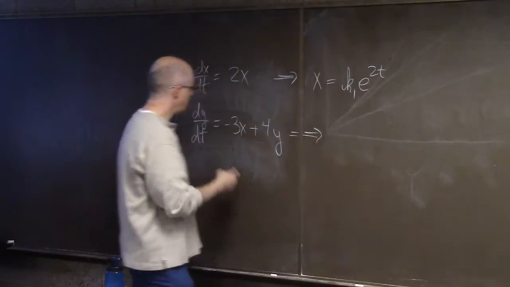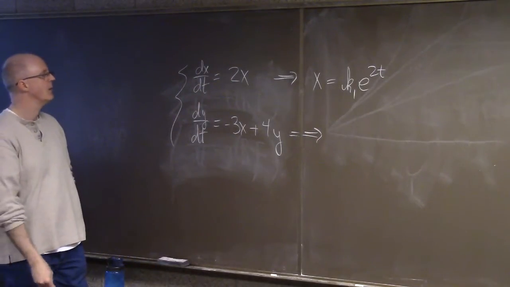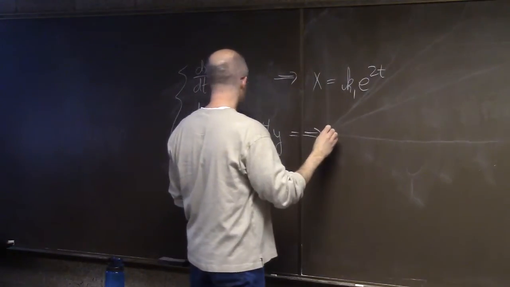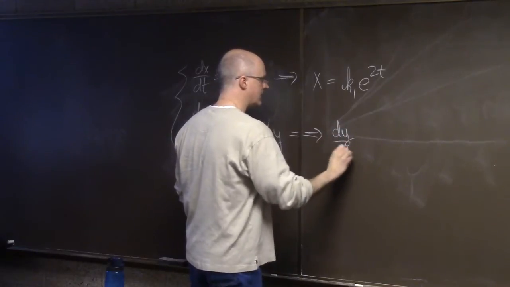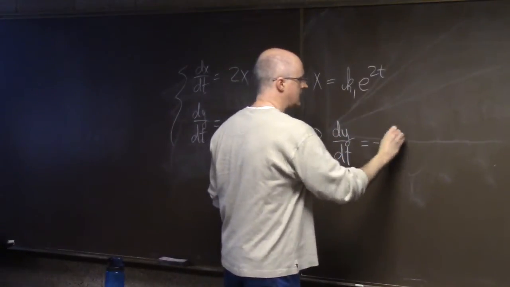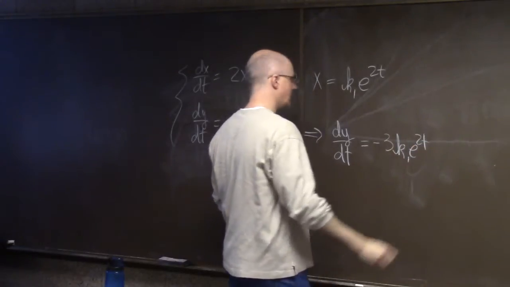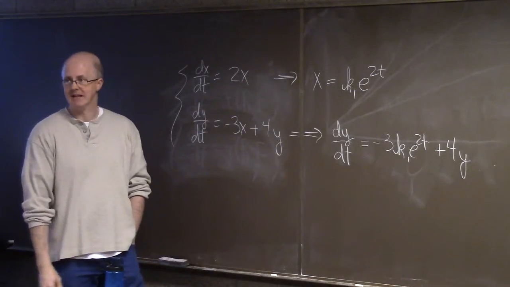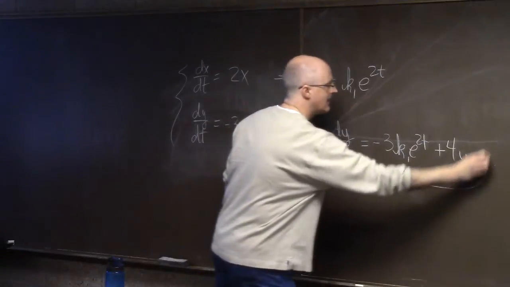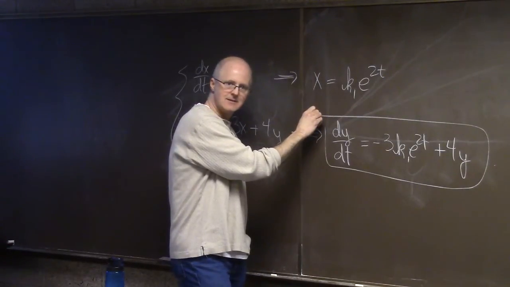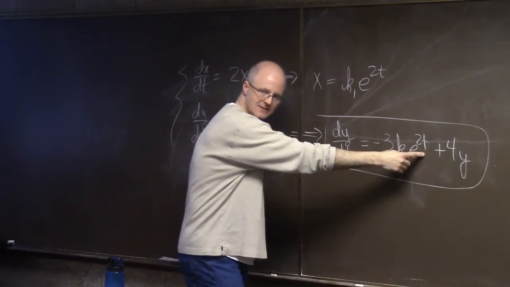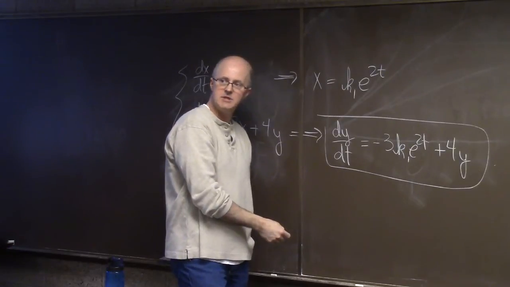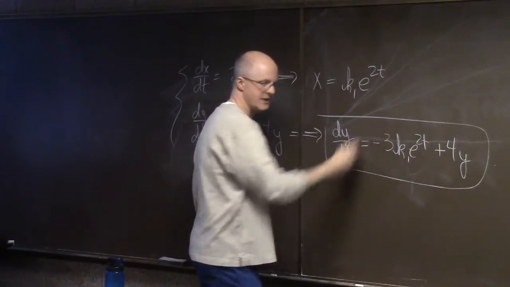Even though the second equation involves both x and y, so you can't just guess the answer, we can find it by substituting this function in for x. So the dy dt equation can be thought of as dy dt equals negative 3k1 e to the 2t plus 4y. And that's a linear equation in y. Is it autonomous? No, it's not autonomous, because you got the t there. It is linear, but it's not homogeneous. You've got this forcing function here.